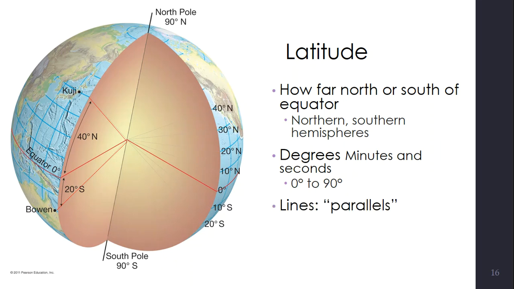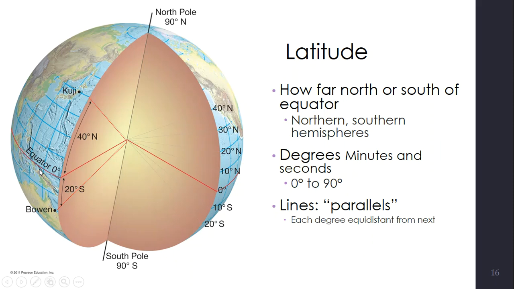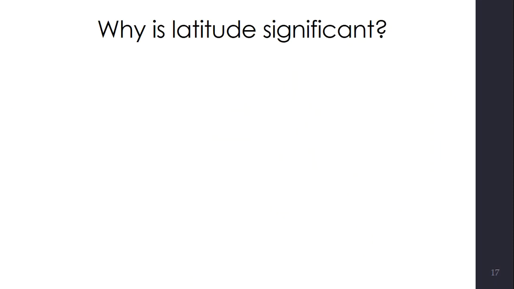differs from longitude. The lines of latitude are called parallels, and that's because all up and down, they run parallel to one another. They never get closer together. They just run parallel to one another.